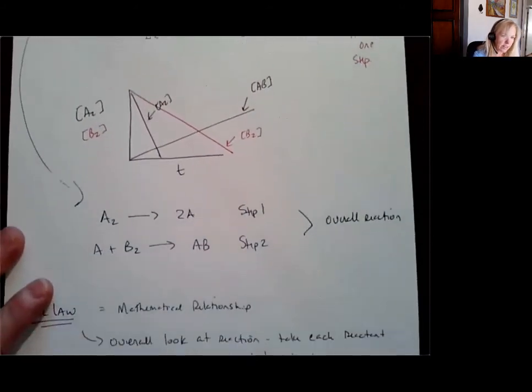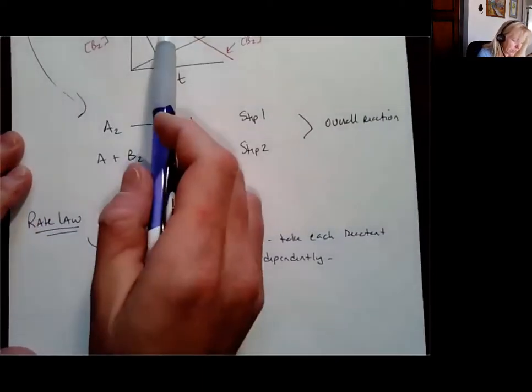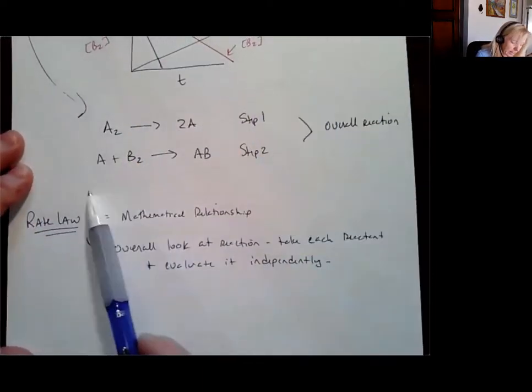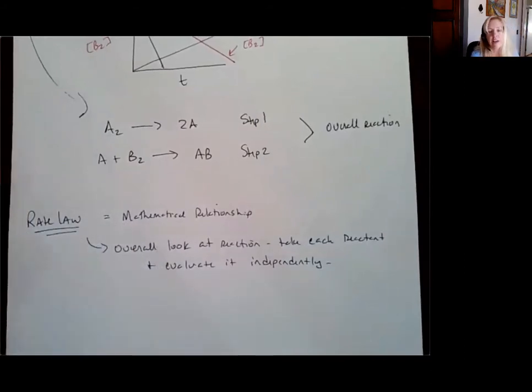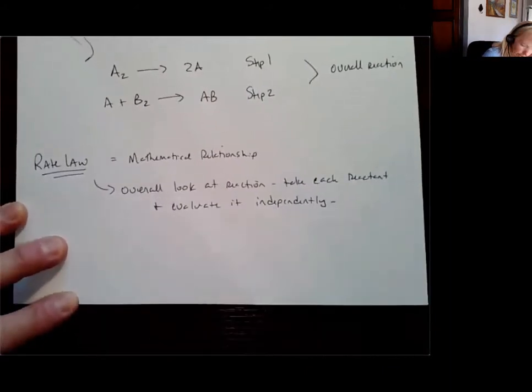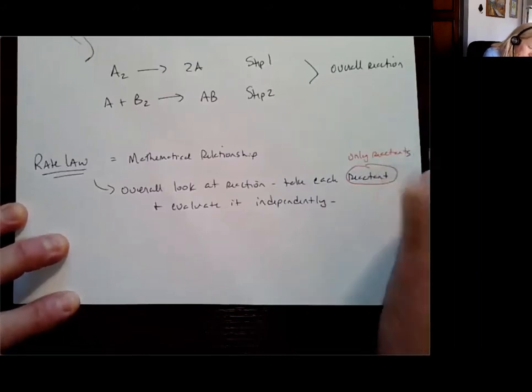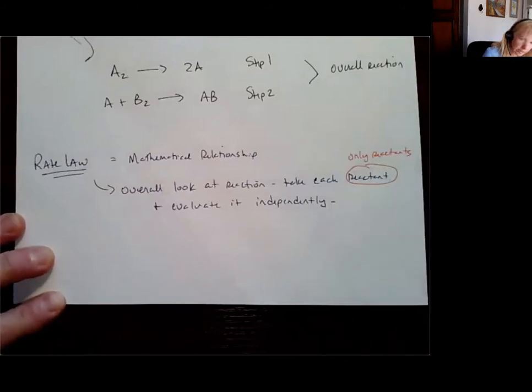Now I can't do that. My rate law is going to look at them all independently. So I'm going to look at A2, then I'm going to look at B2, then I'm going to combine those together and come up with an overall rate law that treats each of those independently and then expresses what that overall reaction rate is. Rate laws look like this. And in rate laws, I only have reactants. So I'm not going to put a product in my rate law. With my rate expression, I looked at it as a function of product production. Now I'm only going to look at my reactants.